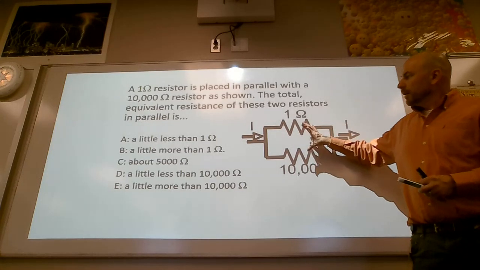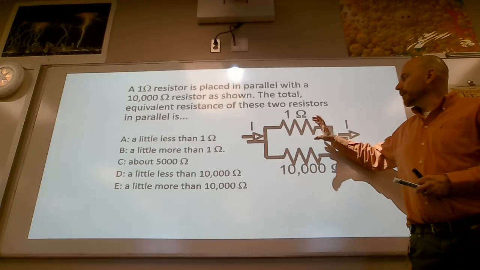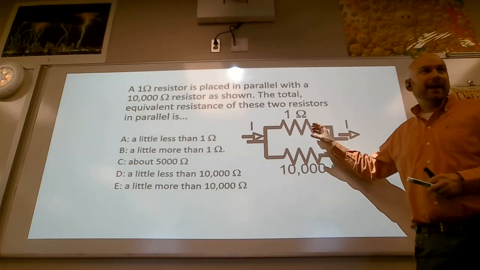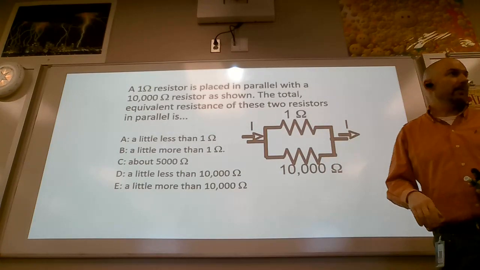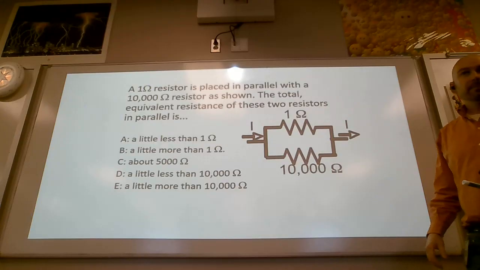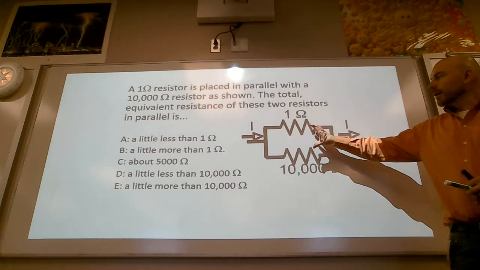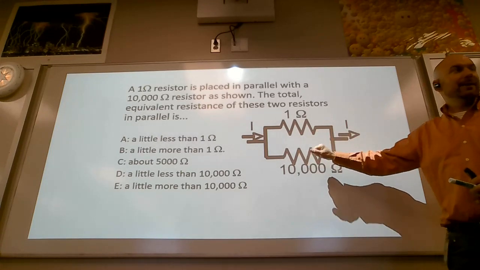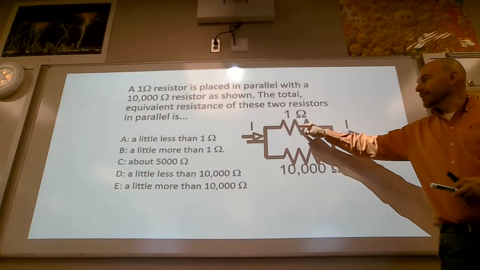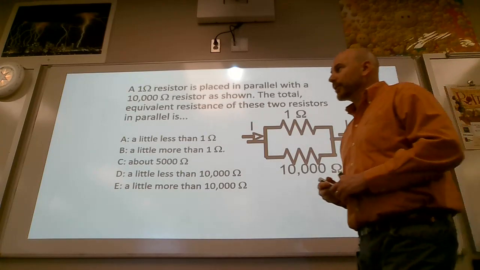The equivalent or total resistance of a parallel circuit is less than the least resistor in a parallel circuit. Okay, I'll say that again. The equivalent resistance of a parallel circuit is less than the smallest resistor. You okay with that? Here's some other shortcuts for you.